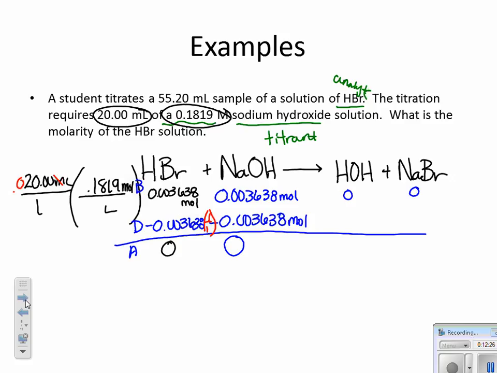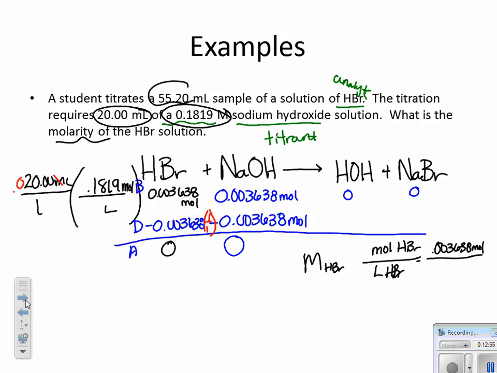Now that we have moles of hydrobromic acid, we can solve for the molarity. We know that molarity of hydrobromic acid is going to be moles of hydrobromic acid divided by liters of hydrobromic acid. We have moles from the BDA chart, 0.003638 moles. We know that we started with a 55.20 milliliter sample, so 0.05520 liters. Divide that out, and we have accomplished our task.